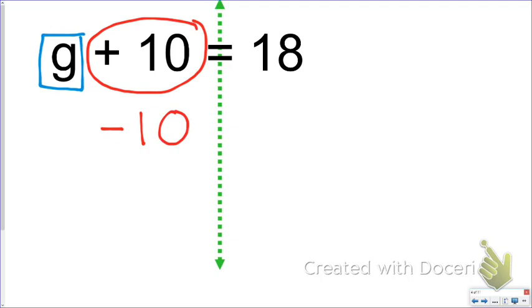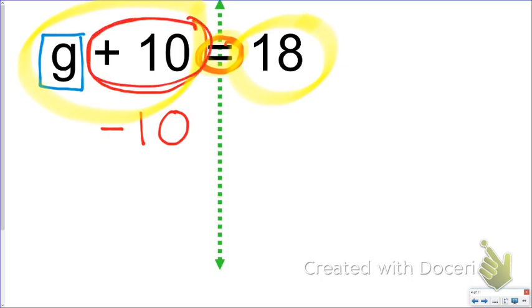Here's the thing about equations. They're supposed to be equal to each other. That equal sign means that the left side is equal to the right side. And so in equations, if I'm trying to isolate the variable, I start doing things to this side of the equation to get rid of the positive 10 here.